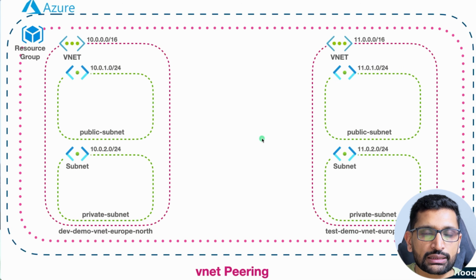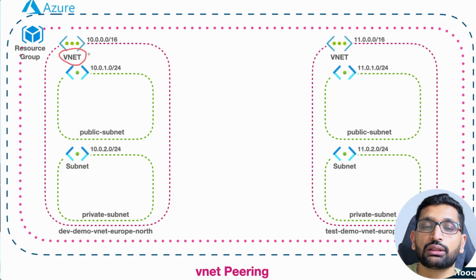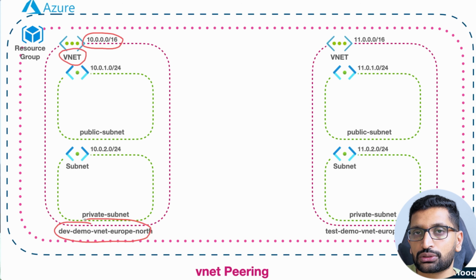All right. The next thing we need to do is create our VNet. So let's take a look at the VNet. Here, this is our first VNet which we need to create, and the VNet IP range is 10.0.0.0/16. So that is our CIDR range. And the name of our VNet is dev demo VNet Europe North. So this is the name which we are going to keep for our VNet.